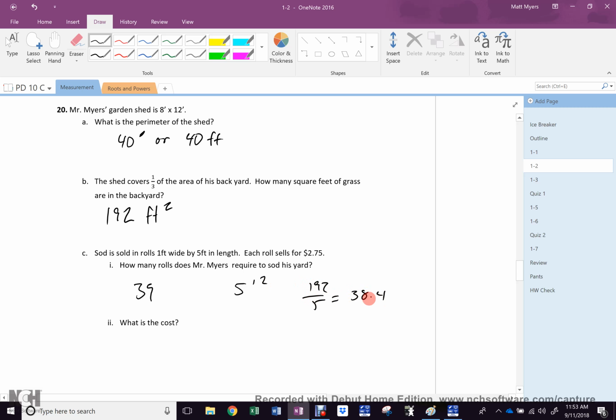But 38.4 rounds to 38. But realistically, you can't buy a 0.4. Of course, you have to buy the whole other one. Because if you don't buy that 39th roll of sod, you're going to leave a corner with no grass on it, and then your wife's going to be mad at you, or your husband's going to be mad at you, or the other people that use the house are going to be mad at you. Or you don't care about your backyard.